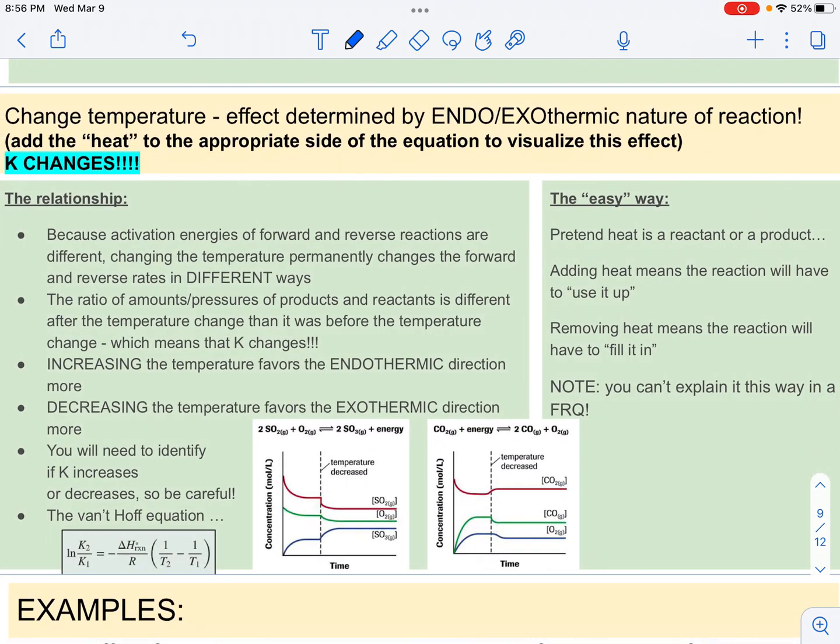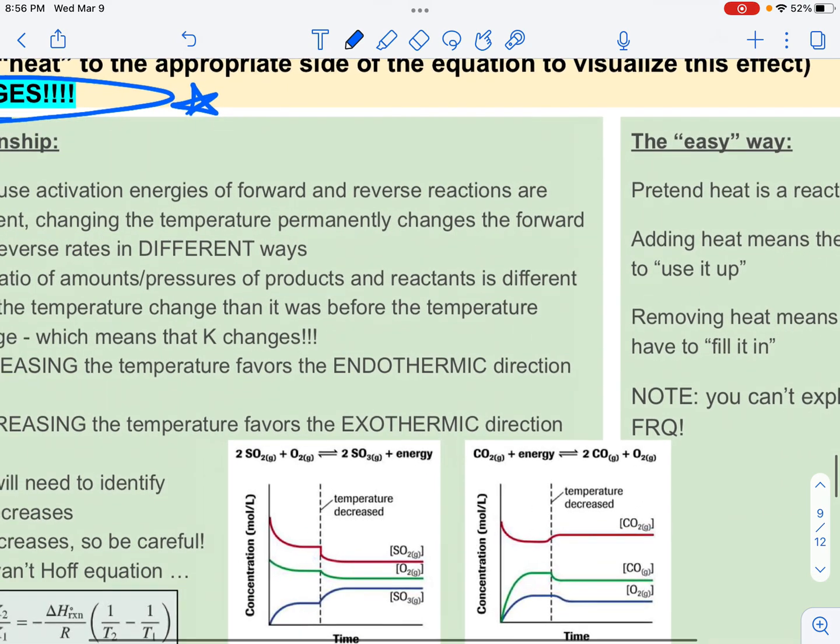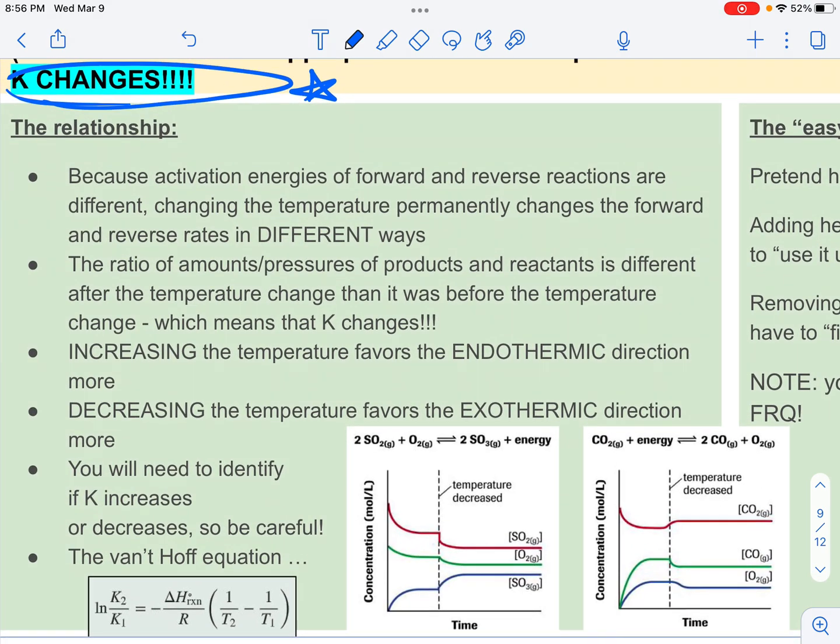Let's keep going. Changing the temperature is the only one that changes K. So this is a little bit more involved. So we need to notice that this happens because of the activation energies in the forward and reverse reaction being different. When you change the temperature, the way that it permanently changes the forward and the reverse rates is different. Increasing the temperature increases them both, but increases the endothermic direction more. And decreasing the temperature decreases both, but decreases the exothermic reaction less. It's weird, okay?